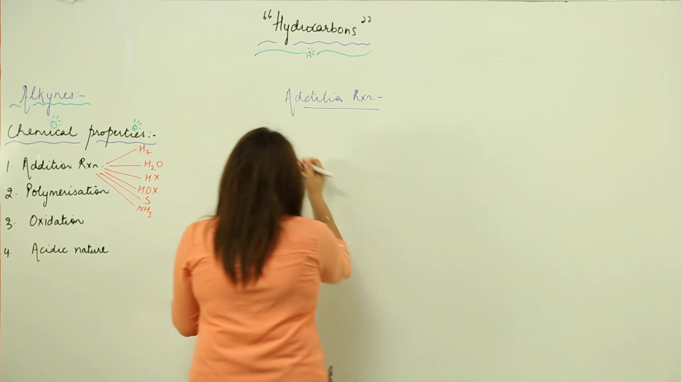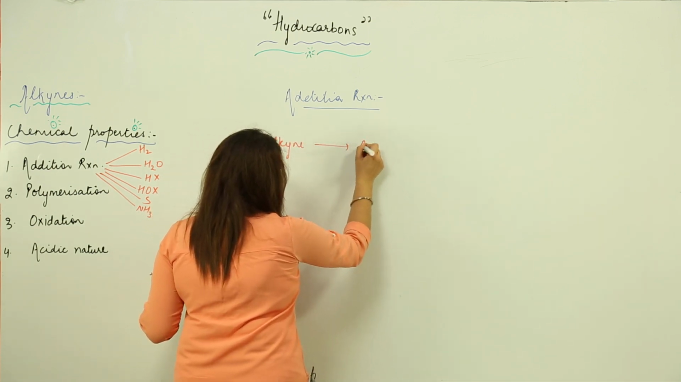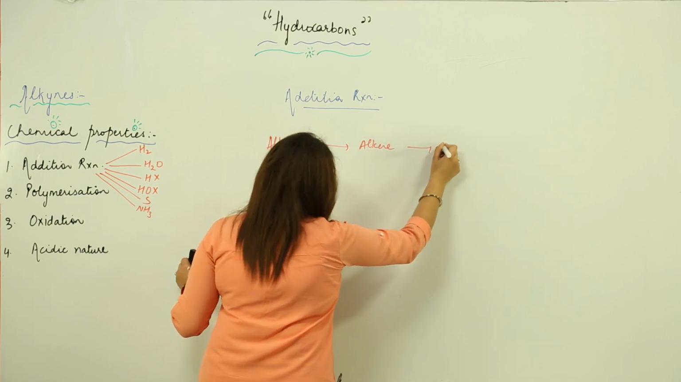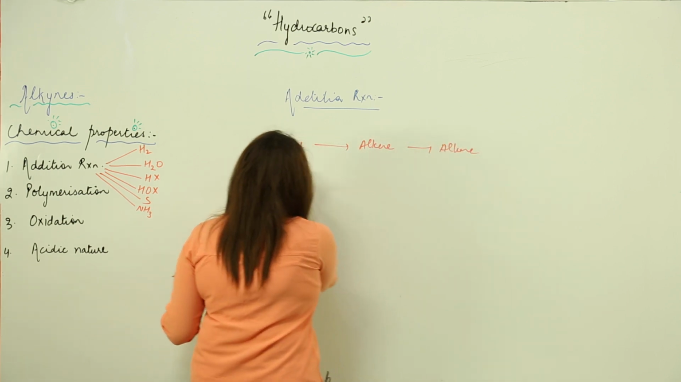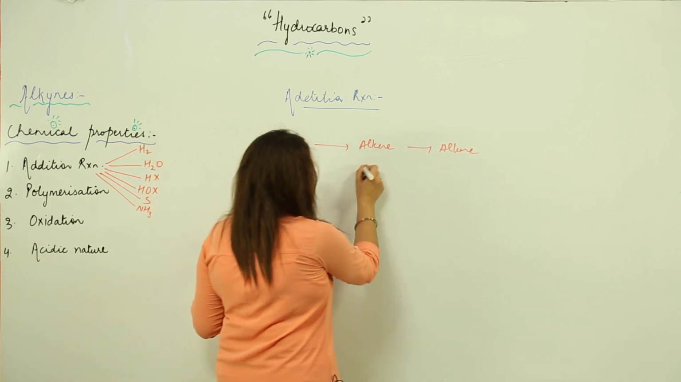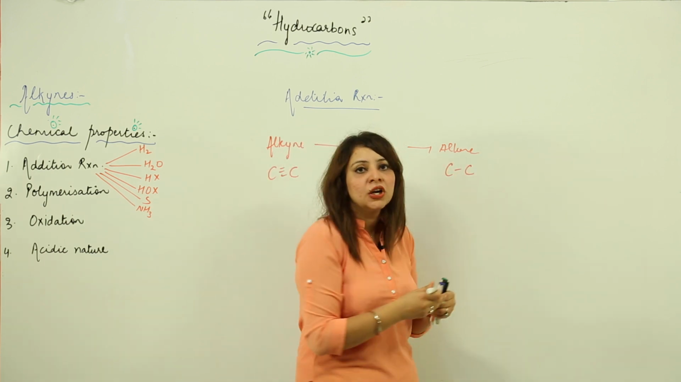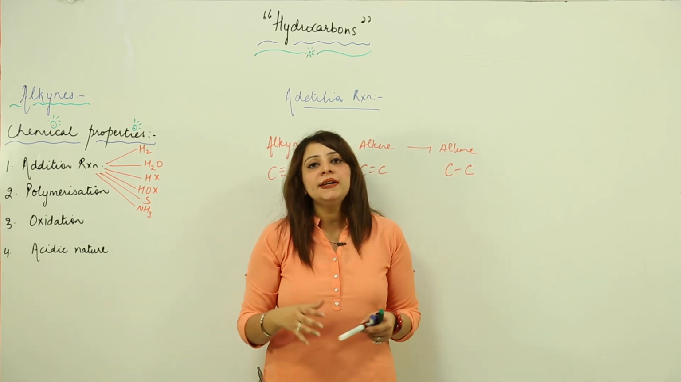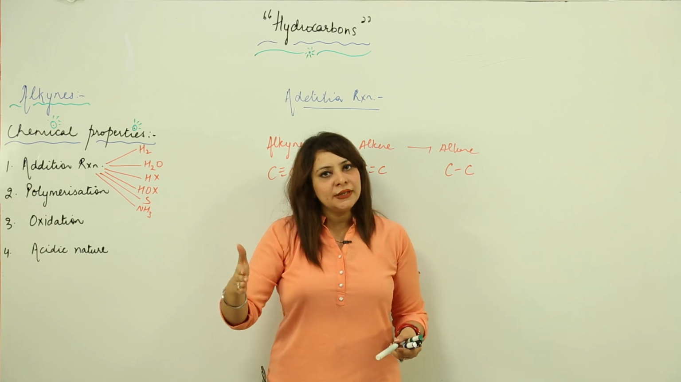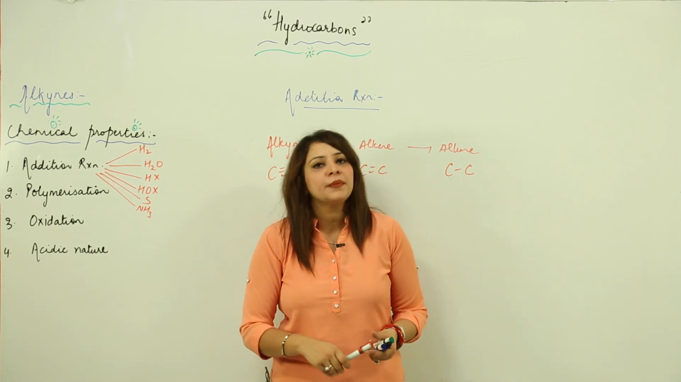Suppose I have an alkyne. Now what happens? It turns into an alkene and then it turns into an alkane, because here it has a triple bond. So when it adds a certain substance, it changes into a double bond compound and then finally into a single bond compound. So that means it will definitely show a reaction at two stages. At the first stage it will form an alkene and at the other stage it will form an alkane.